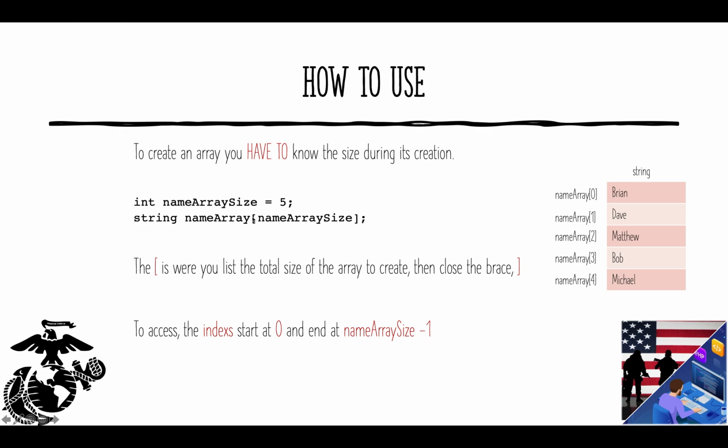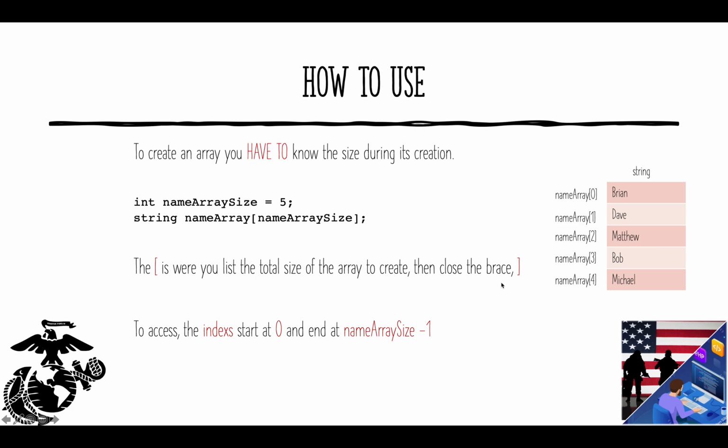Now here I have an open brace. Over here I have a closed brace. Whatever value, whatever number I put within the brace is telling me the size of my array. So here's our example that we're using. String name array is equal to size 5. So I'm creating 5 positions in my name array: 1, 2, 3, 4, 5. The open brace is where the total size of the array is created, and then you close it with the closed brace. Again, that is shown here: open brace, name array size, and closed brace.